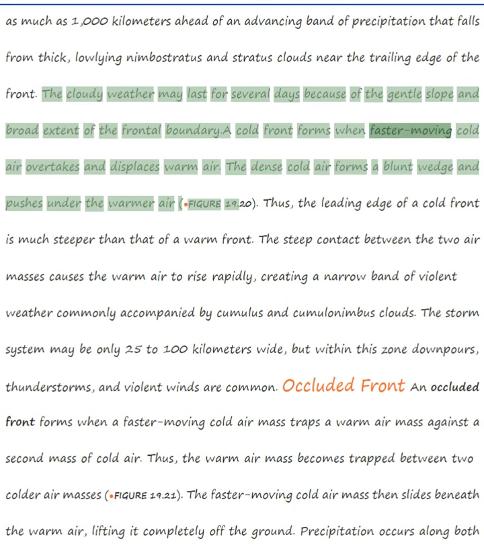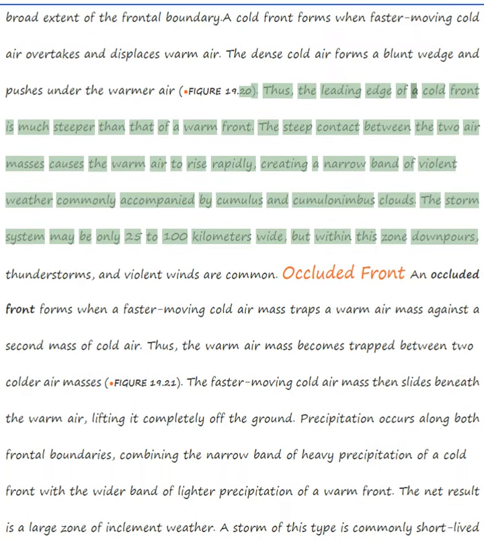A cold front forms when faster-moving cold air overtakes and displaces warm air. The dense cold air forms a blunt wedge and pushes under the warmer air, Figure 19.20. Thus, the leading edge of a cold front is much steeper than that of a warm front.